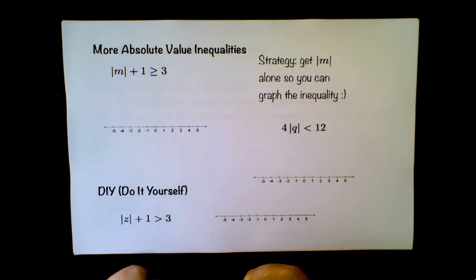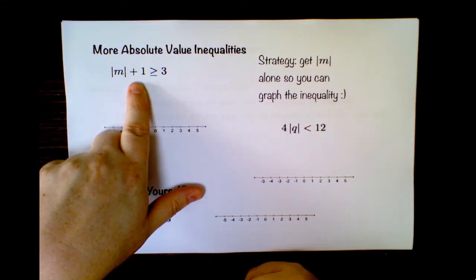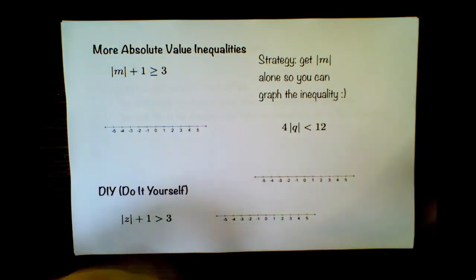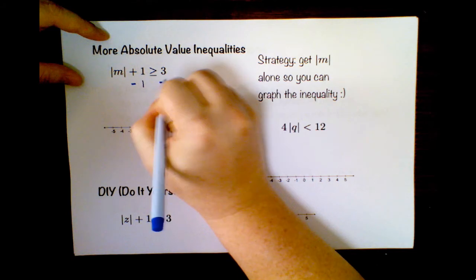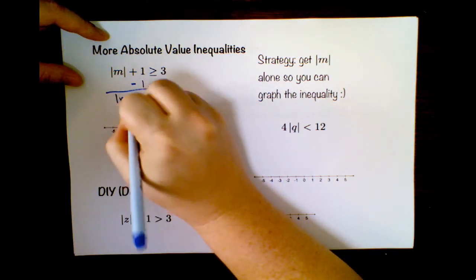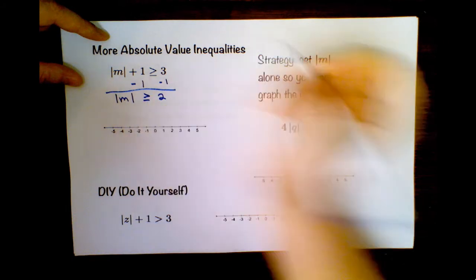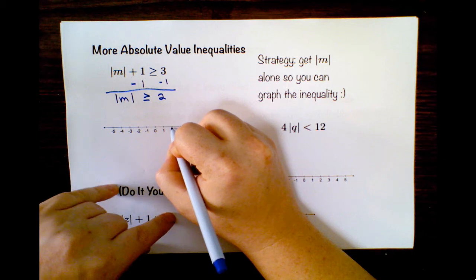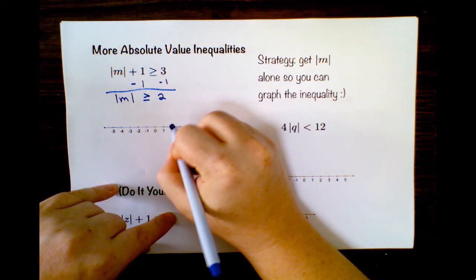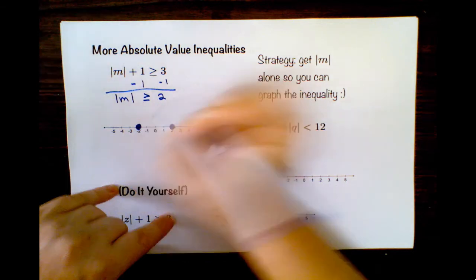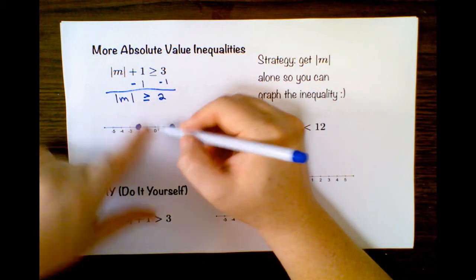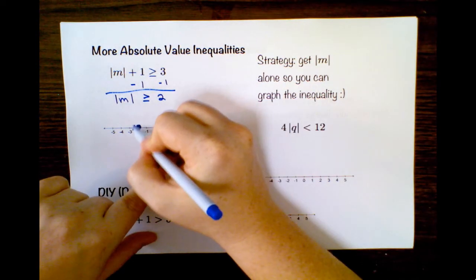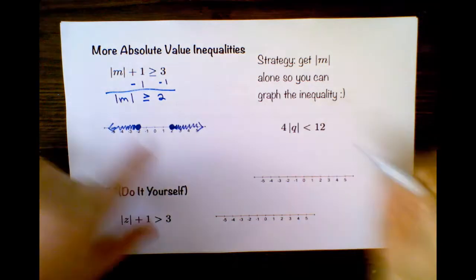Alrighty. Much like an absolute value equation, we're just going to isolate m, the absolute value of m, and then graph the inequality. So, subtract 1. The absolute value of m is greater than or equal to 2. Okay. Greater than or equal to means closed circle, closed circle. Greater than means further away from 0. So I've got this stuff that's further away from 0. That distance needs to be big.